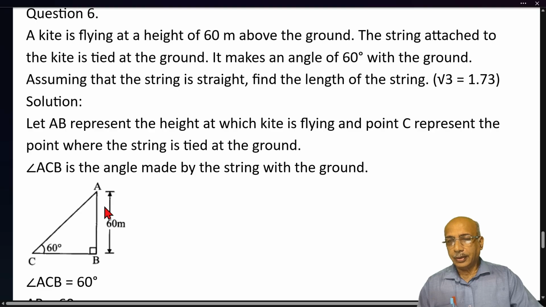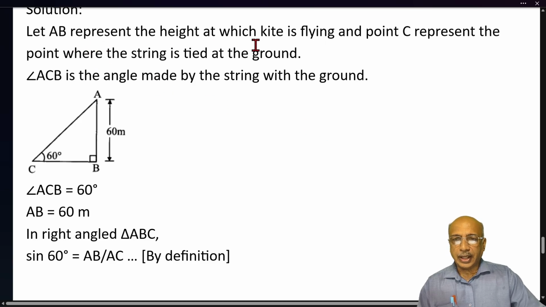Next question. A kite example also came here. A kite is flying at a height of 60 meter above the ground. The string attached to the kite is tied at the ground. It makes an angle of 60 degree with the ground. Assuming that the string is straight; see, the word 'assuming' is used, it is straight. Find the length of the string. Root 3 equals 1.73.